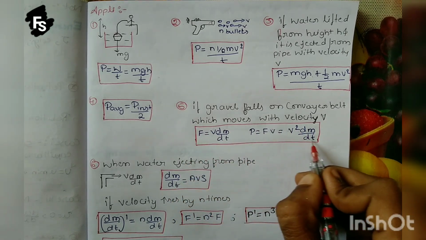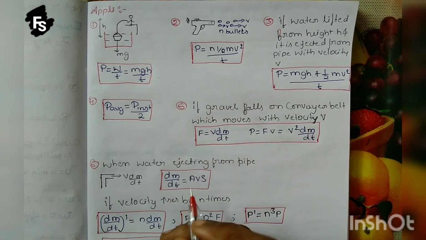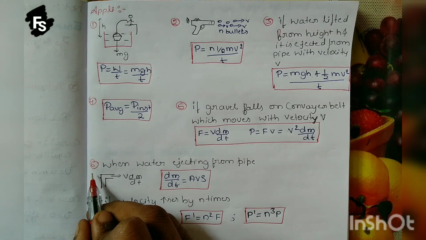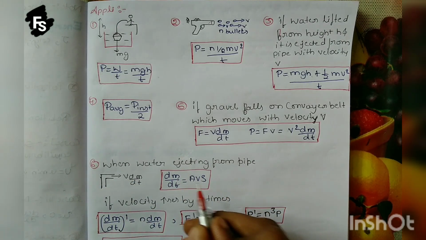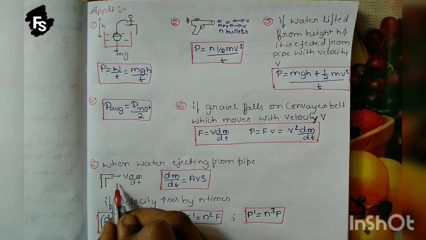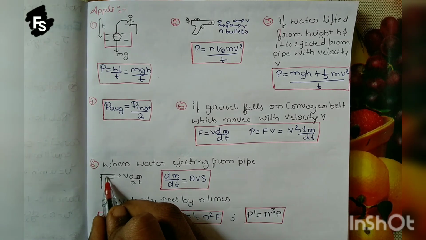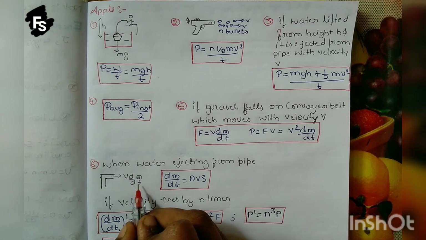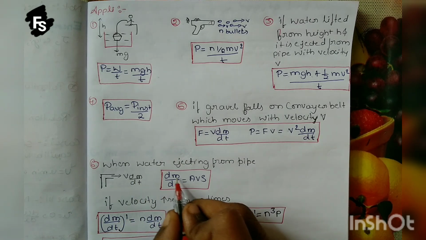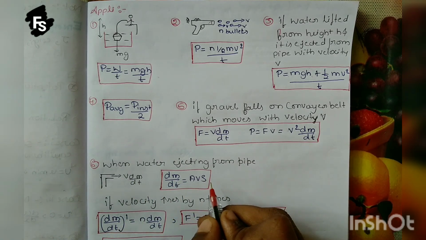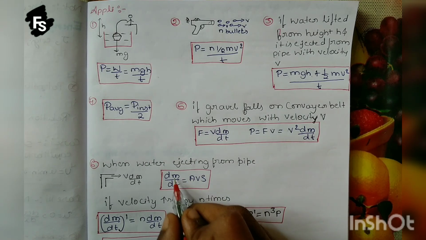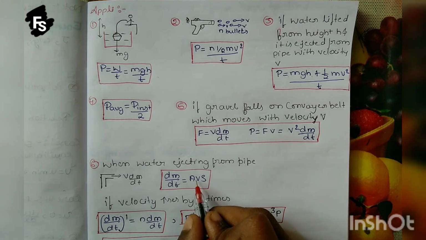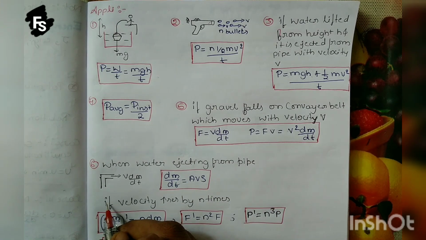This is a very important formula. These questions are asked in NEET exams. Sixth application is when water is ejected from a pipe, what is the power? See here, water is ejected from the pipe with velocity v, so dm by dt is equal to A v rho. That is, dm by dt is equal to area into velocity into density of water.